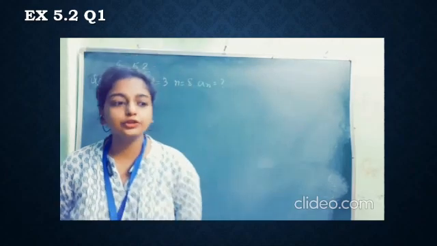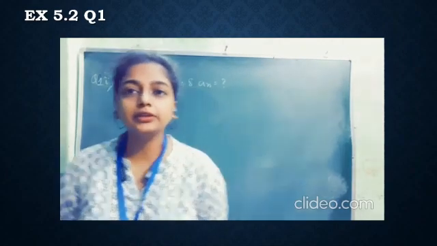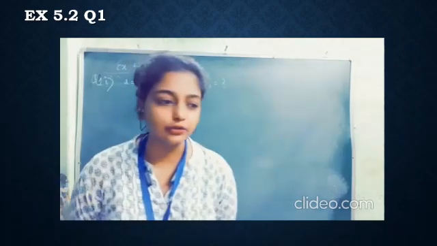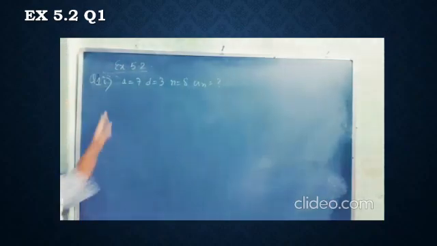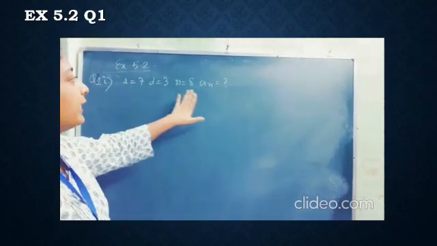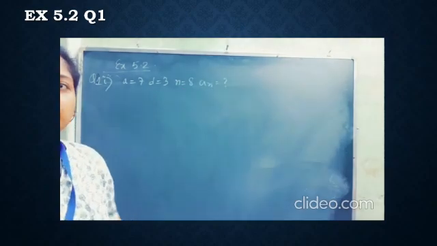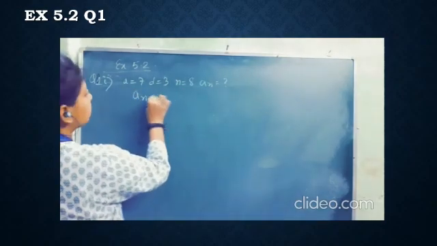Exercise 5.2, question number 1. We have been given a table and we have to find the missing values. In the first part, a equals 7, d equals 3, n equals 8, and we have to find the value of an. So we can simply apply the formula.